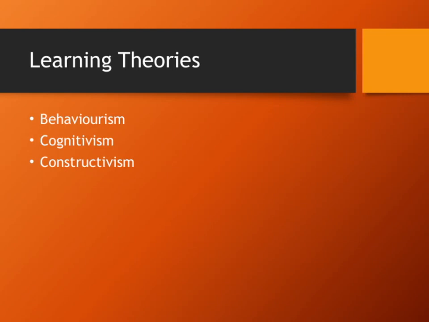Let's take a closer look at some of the key learning theories that shape how we understand teaching and learning. First up, we have behaviorism. This theory emphasizes the importance of observable behaviors and the idea that learning occurs through interactions with the environment. It's all about stimulus and response, with reinforcement playing a crucial role in shaping behavior.